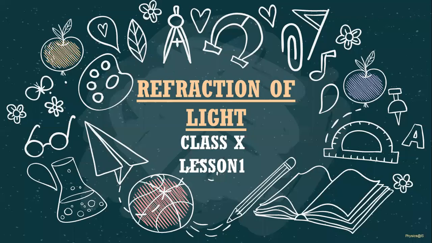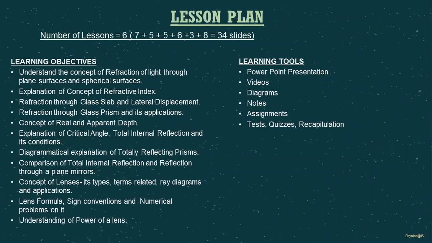Refraction of light, class 10th, lesson 1. So these two chapters, refraction of light through plane surfaces and refraction of light through spherical surfaces, have been divided into 6 lessons, where we'll be covering the topics: the concept of refraction of light through plane surfaces and spherical surfaces, concept of refractive index, refraction through glass slab and lateral displacement, refraction through glass prism and its applications, the concept of real and apparent depth, explanation of critical angle, total internal reflection and its conditions, the diagrammatical explanation of total reflecting prisms, the comparison of the image formed by total internal reflection and reflection through plane mirrors, concept of lenses, its types, terms related, ray diagrams and applications, the lens formula, sign conventions and numerical problems on it, and the understanding of the power of a lens. So let's start with the module.